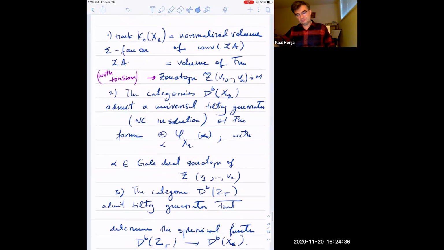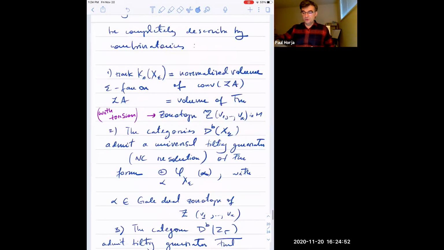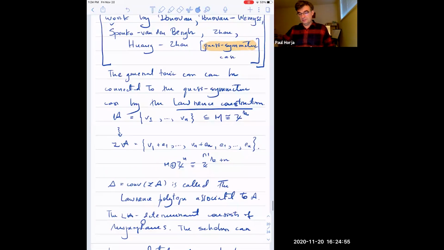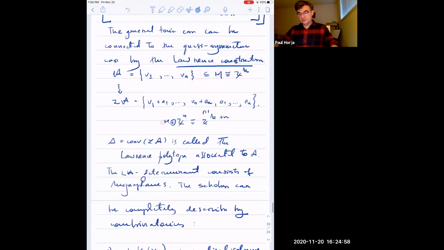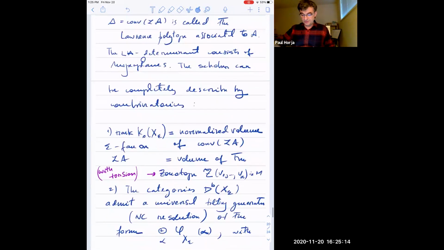And one can prove that the rank of the toric variety defined by LA is, of course, the normalized volume of the convex hull of LA, but more than that, it's actually not the volume of the convex hull of these vectors, but the volume of the zonotope determined by these vectors V1 through Vn. And this is one of the essential aspects of the work by Špenko and Van den Bergh, and their Schober is exactly the appearance of these zonotopes.